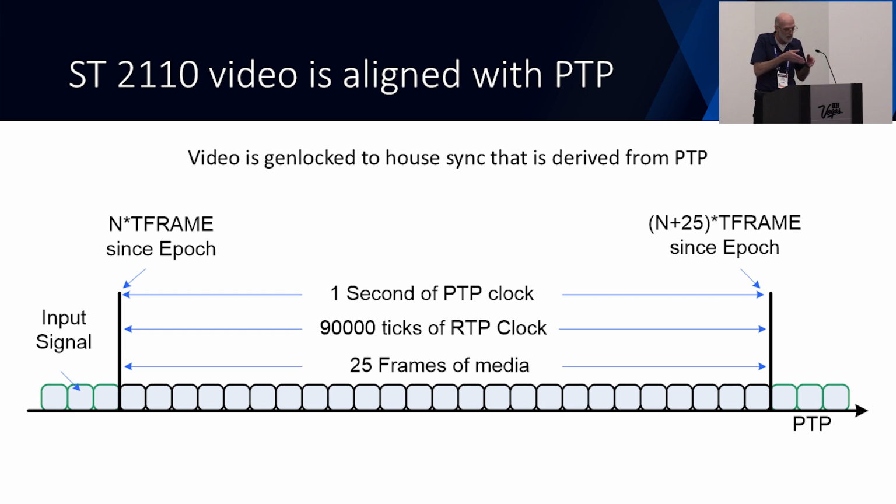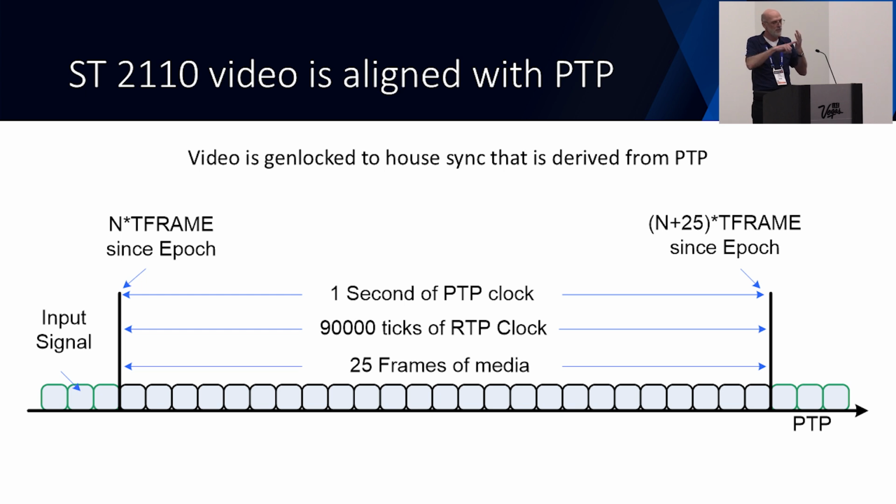So I have 25 frames per second media at the bottom. There's a square for every frame. And then I have two big black lines, and as you see, those black lines are aligned exactly with boundaries of frame. Between those two black lines, there's exactly 25 frames of media. There's exactly 90,000 ticks of RTP clock, and there's exactly 1 second of PTP clock.